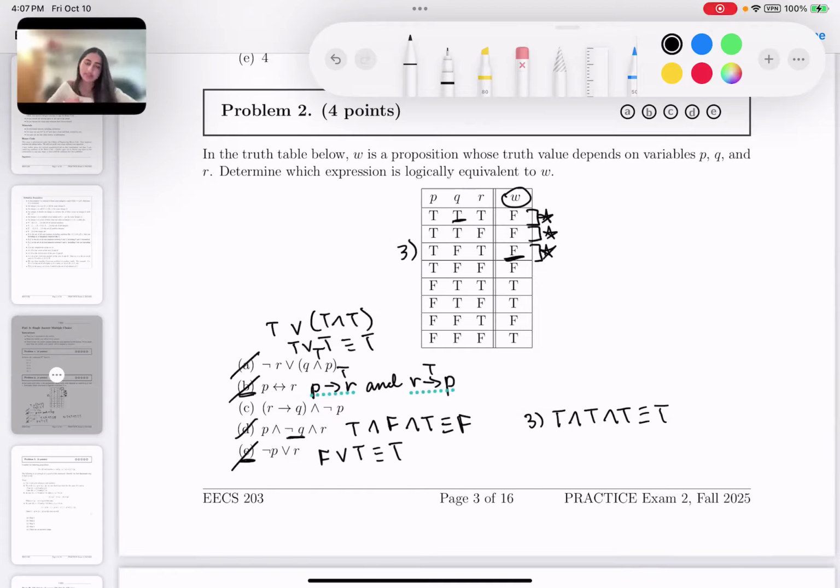We've successfully eliminated all of the options except for one, which is C. Just for good measure, we can double check that C works if we have time on the exam, but since we've eliminated all of the other options, we know that our final choice is going to be C.